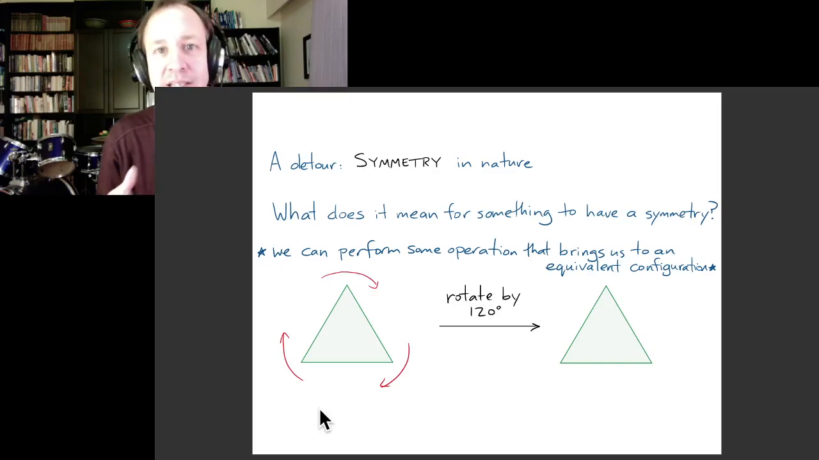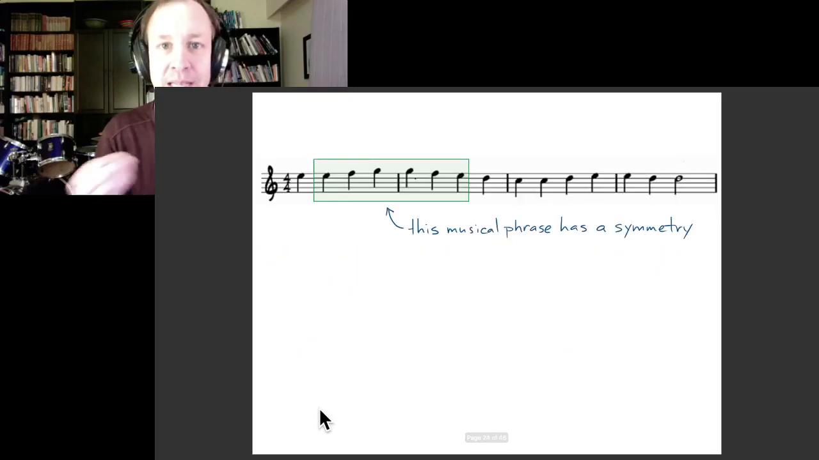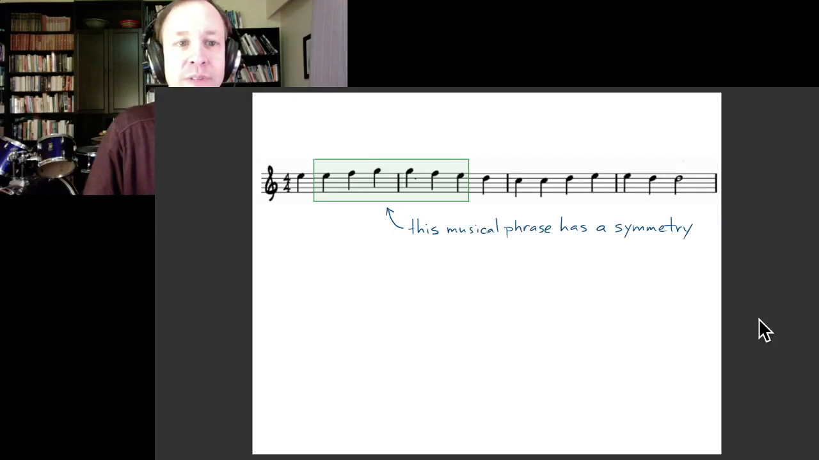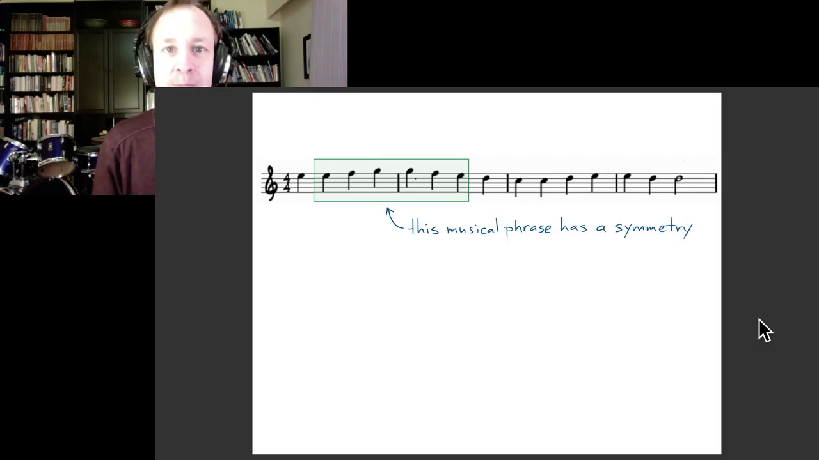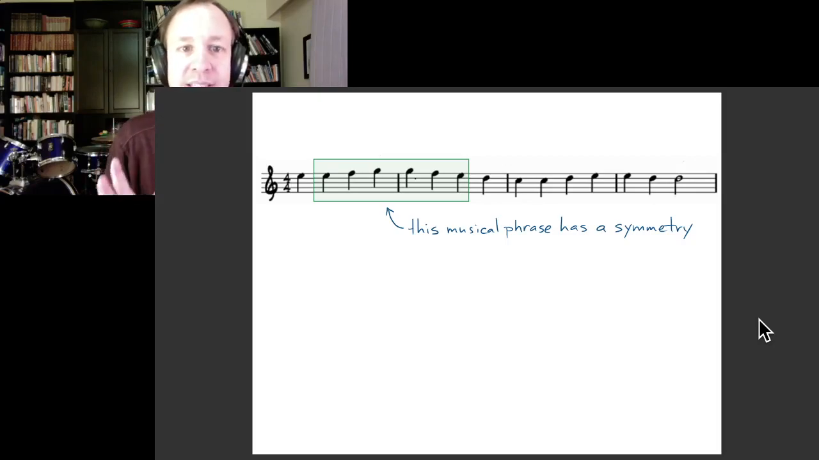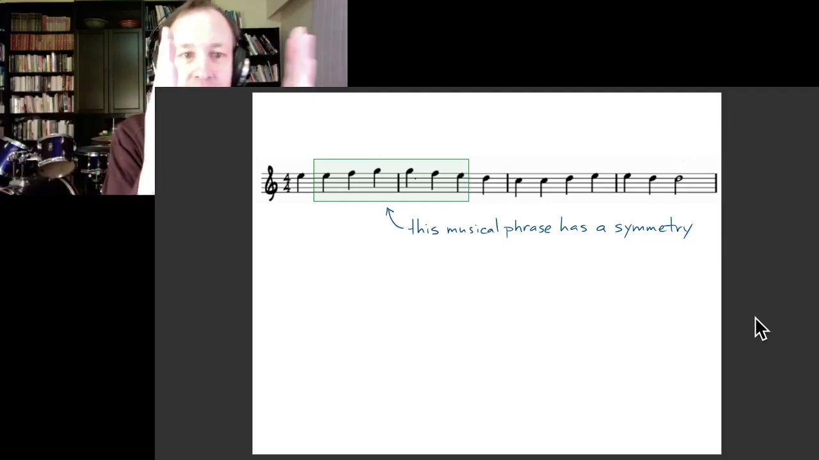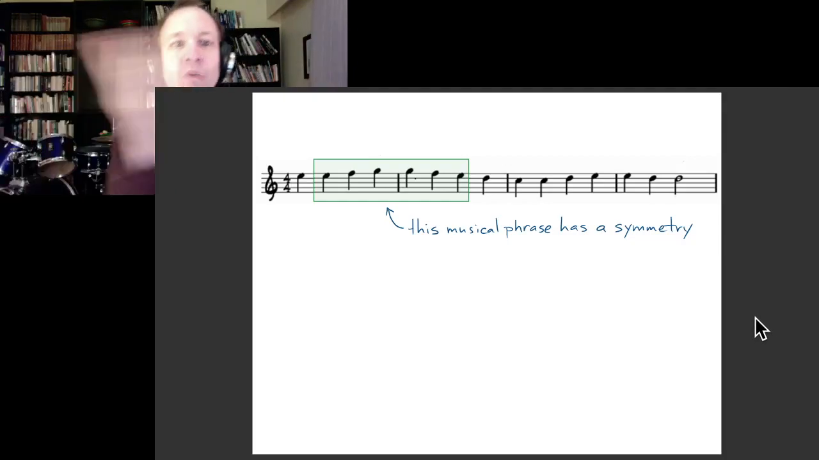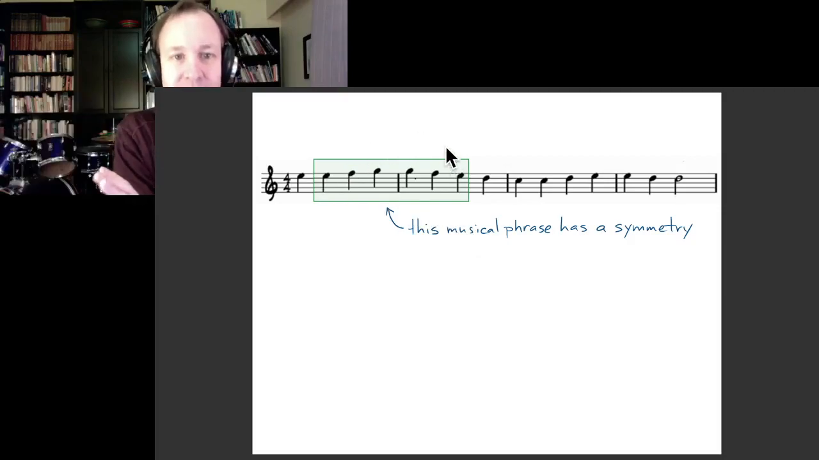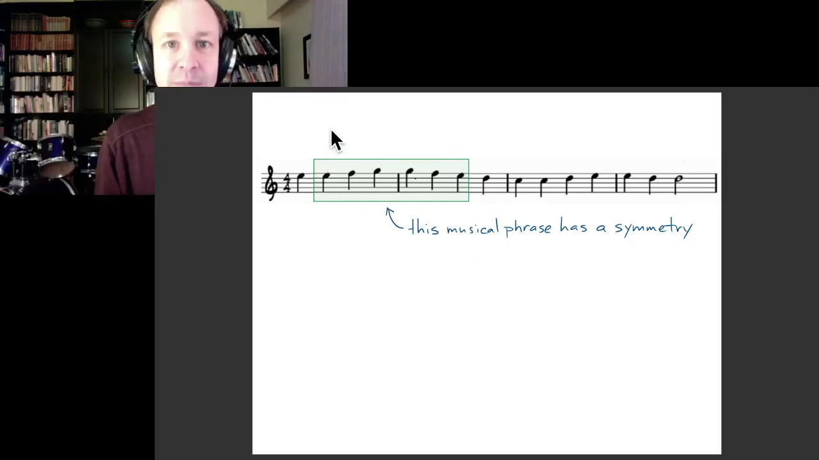Symmetry is a concept that also shows up in music. So this particular musical phrase, this is part of the Ode to Joy that we talked about previously, this set of notes has a symmetry. Can you see what it is? So in this case, it's actually very similar. If we look at the musical notation, we could just swap the order of the notes from left to right, and then we get the same phrase as before.